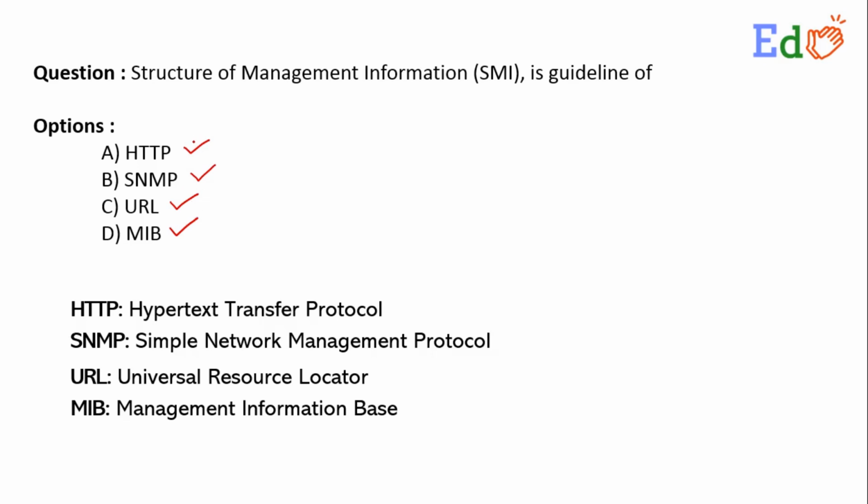So we have discussed what is HTTP, that is hypertext transfer protocol. We have discussed SNMP, simple network management protocol. We have discussed a lot on it. Then we have this uniform resource locator, that is URL, and here we have this MIB, which is nothing but management information base.